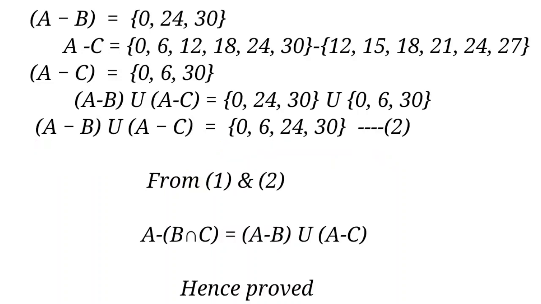From 1 and 2, LHS is equal to RHS. Then A minus B intersection C is equal to A minus B union A minus C. Hence it is proved.